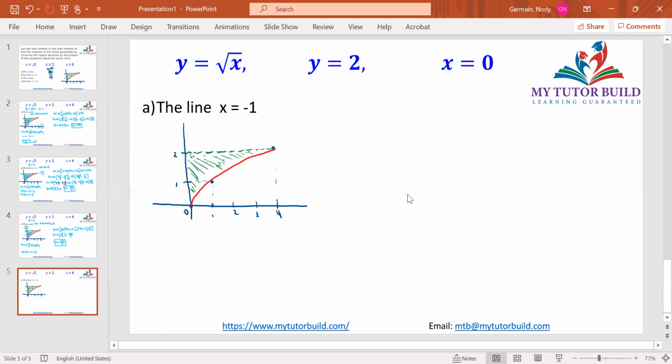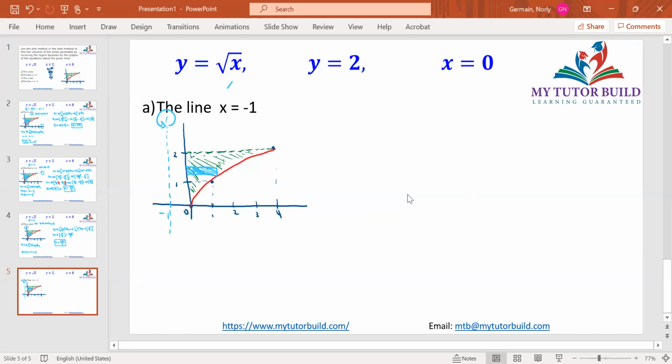the line x equals -1. We didn't have -1. Let's add it. This is -1 on this axis. So to add the line -1 over here, they said we need to revolve around this axis right here. Oh, look at that. Now, because we revolve around the line x equals -1, we can see clearly here that the disk method would be better for us because we can have our rectangle perpendicular to that axis.